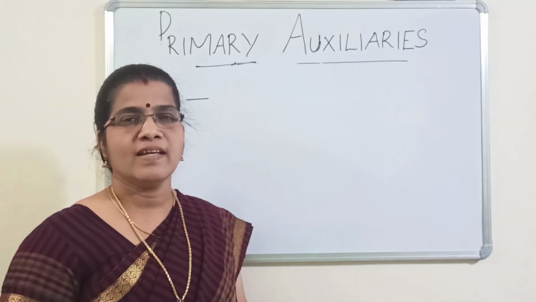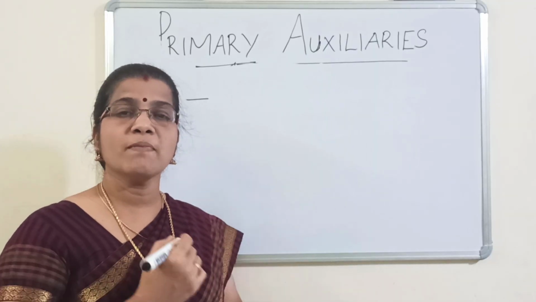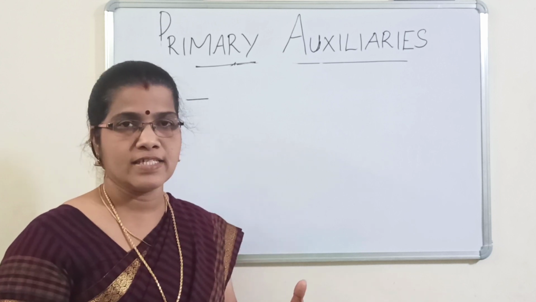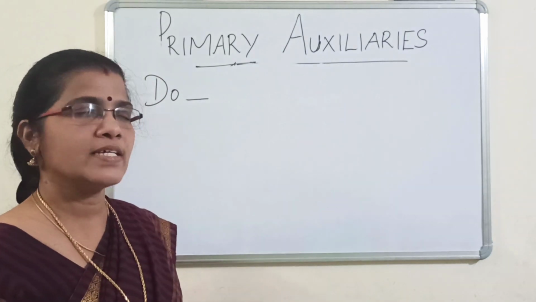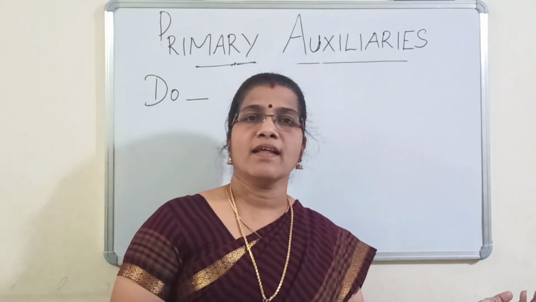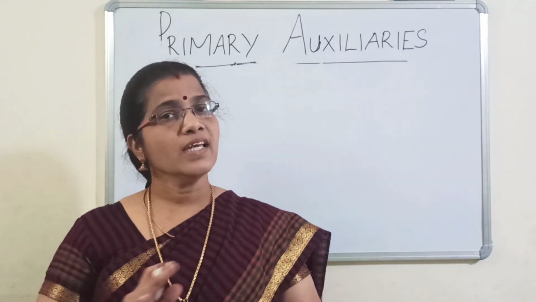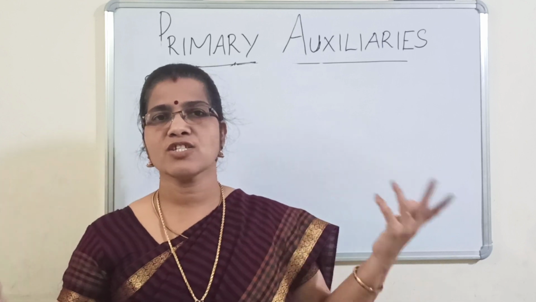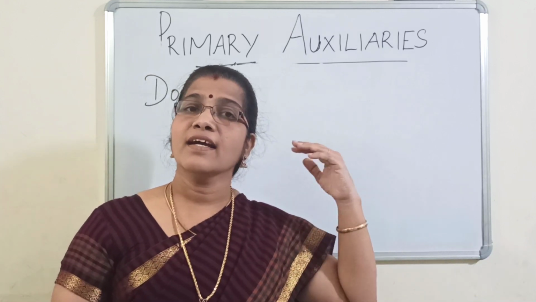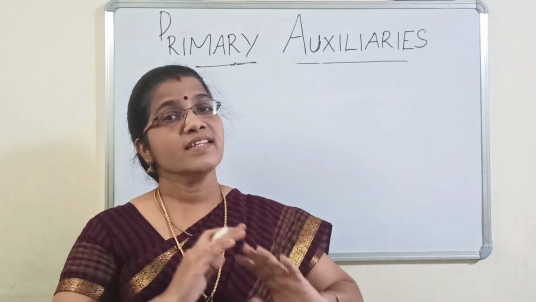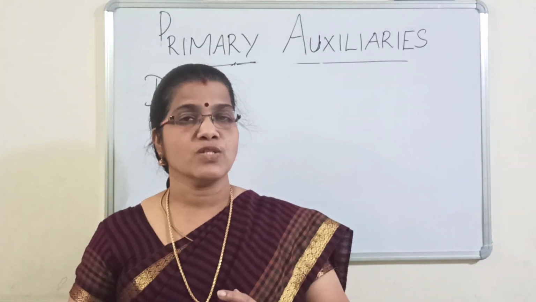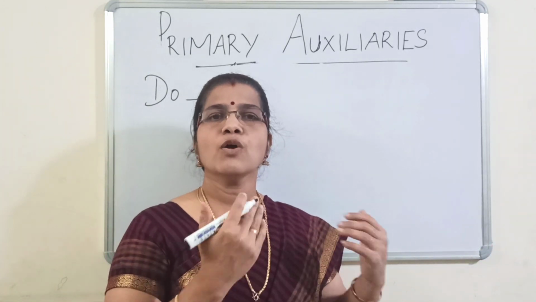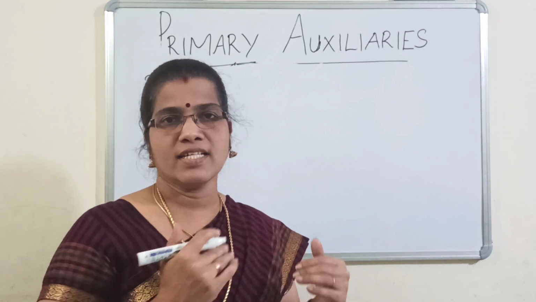Now, do is used to make negative sentences. The same sentence, if I say he dances well, how do I make it negative? He does not dance well. She dances well. She does not dance well. They danced well. They didn't dance well. So this is how you make a negative sentence.